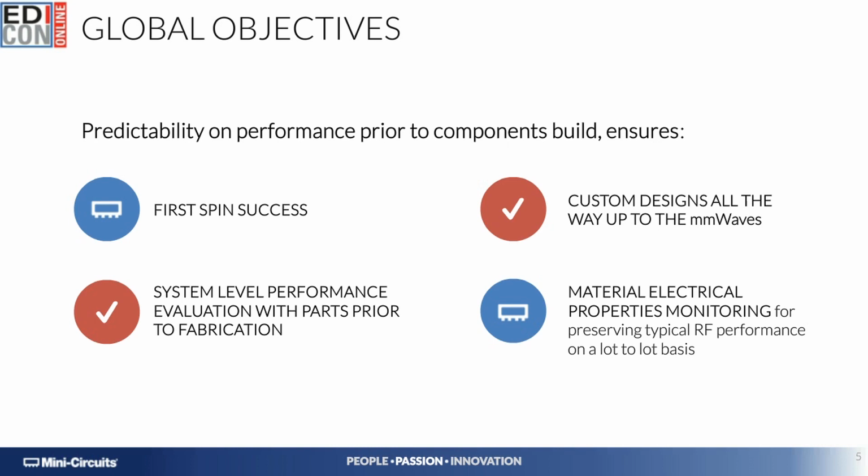A solution to the above listed problems was required, and the answer lay in characterizing the material properties for each one of these material systems, as well as internally designing software tools to assist in the design, automation processes, and the creation of simulation models. Ultimately, our objectives are to achieve a first spin success as a first measure here.